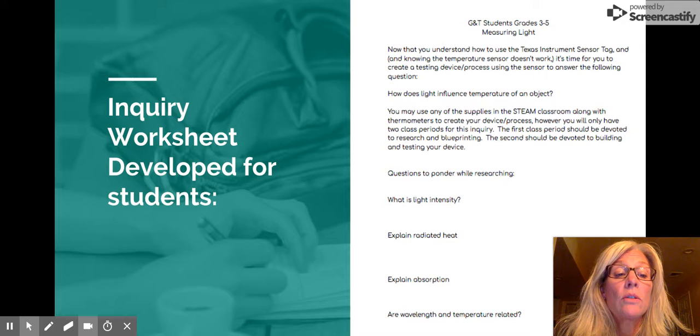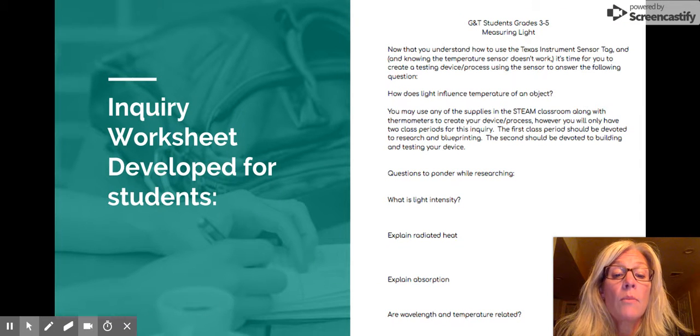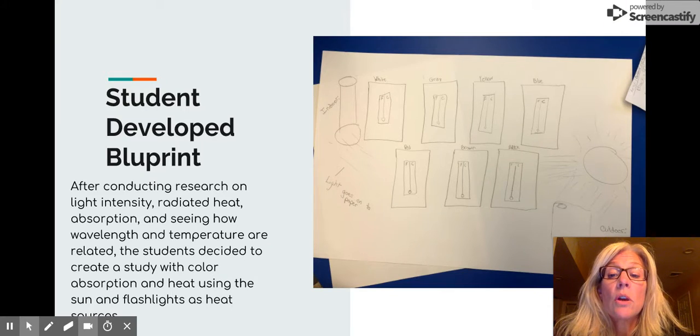I asked them to use the first class period to develop their research and blueprinting, and the second class period to be used for the testing of whatever it is that they came up with. Some of the questions that I asked them to focus on were: what is light intensity, explain radiated heat, explain absorption, and are wavelength and temperature related. So the students were able to develop a blueprint after they did the research of light intensity, radiated heat, absorption, and wavelength and temperature and how they're related.